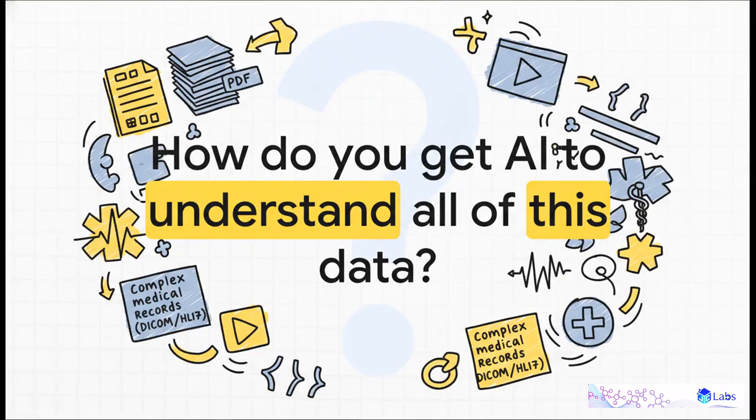Yeah, I'm guessing this looks pretty familiar to a lot of you. You've got your PDFs, your Word docs, video files, audio clips. Then you've got the really complex stuff like medical records, DICOM scans, HL7 files, code in 40 different languages, all buried inside zip files. It's just a total mess. So how on earth do you make an AI understand any of it?